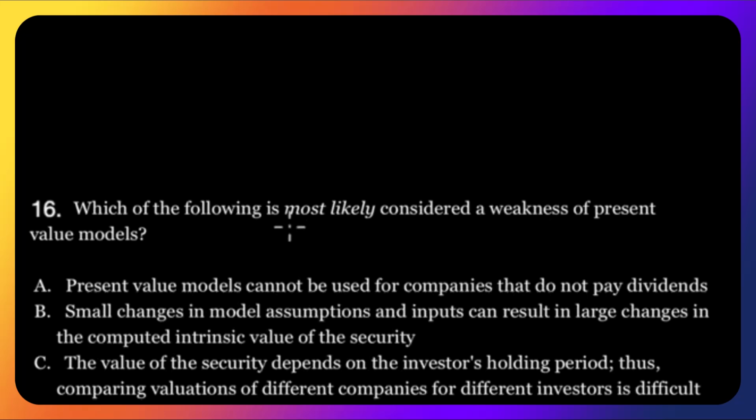Which of the following is most likely considered a weakness of present value models? So I'm going to eliminate as I read. Lots of words here. Present value models cannot be used for companies that do not pay dividends. Well, no, we can use free cash flow, so I can eliminate that. Small changes in model assumptions and inputs can result in large changes in the computed intrinsic value of the security. Yeah, we said they're very sensitive to changes in R and G. So I can take B and move on, but we have a most likely.